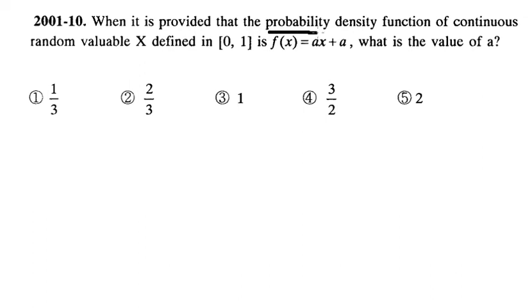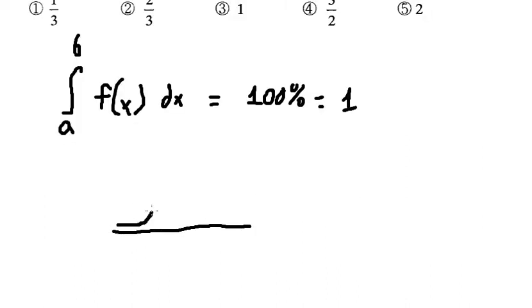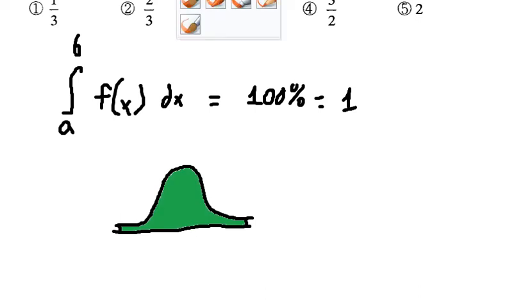We know that for a probability density function, the integral from a to b of the function f(x) dx always equals 100%, or the number 1, because if we graph the function like this, we know that the area always equals 100%. That's why it equals 1.